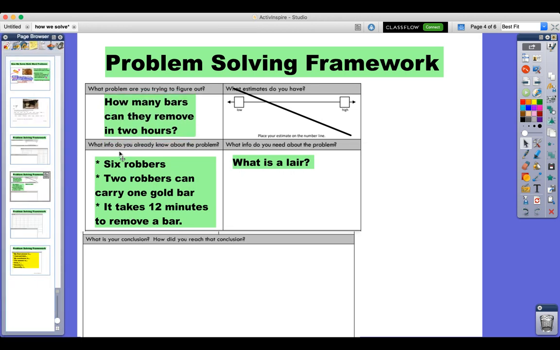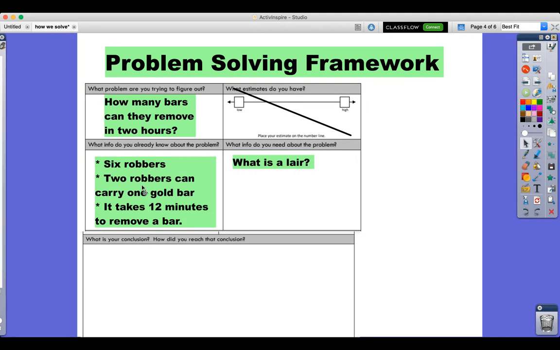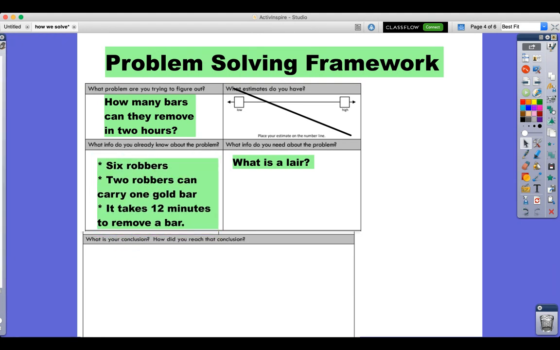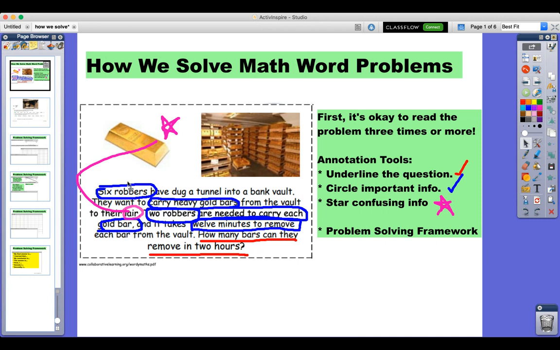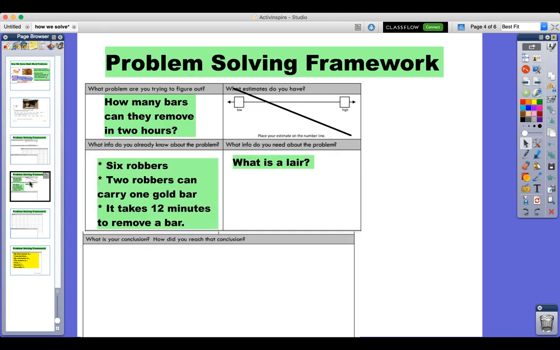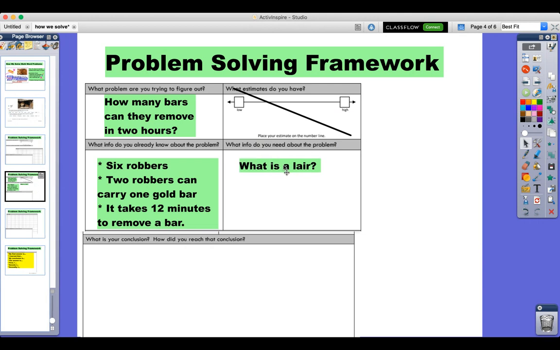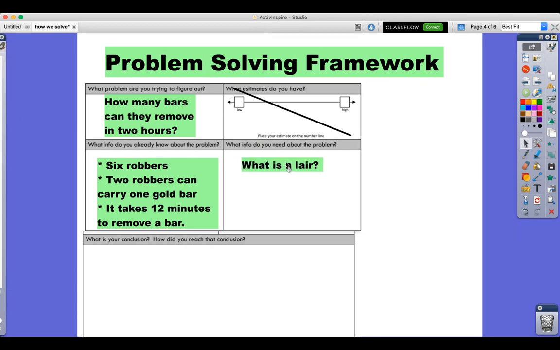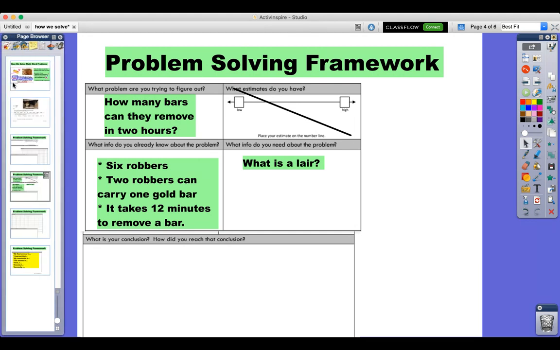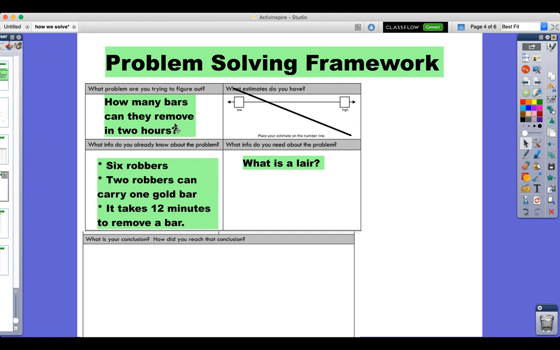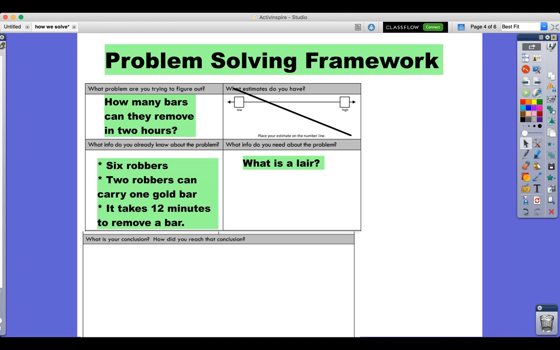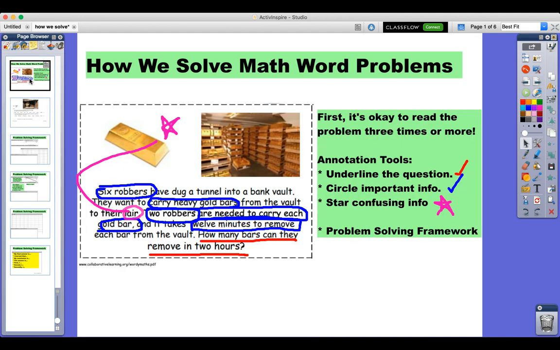And then the other thing is, what information do you already know about the problem? Well, these are all the things I know. And in fact, it's what I circled in blue. And then over here, what info do you need about the problem? Well, it's anything that you have questions about or anything that you put a star on. So I put a star next to the word layer because I didn't know what a layer was. Okay. So you can see how the problem solving framework is connected to those annotation tools that we used. Okay, they're connected to each other.